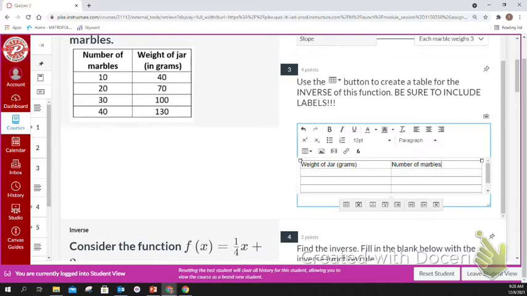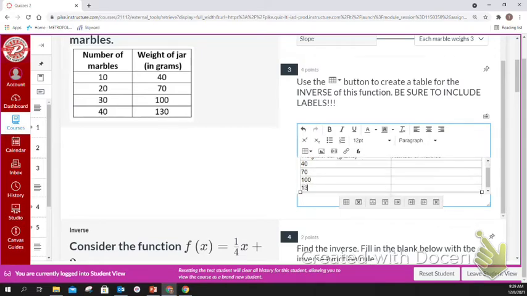So everything in this column is going to come first now. So in that column, go ahead and type in the 40, 70, 100, and 130. And for your y column is 10, 20, 30, and 40.